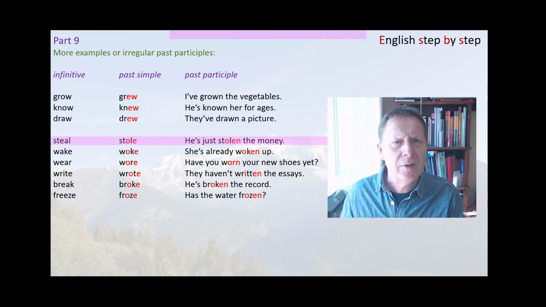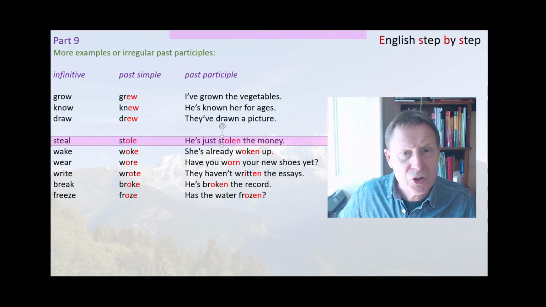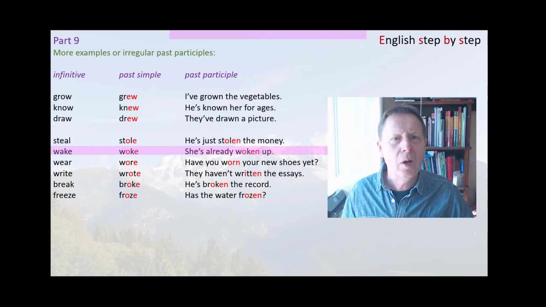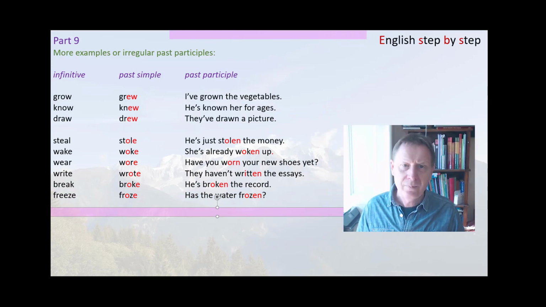Now the next pattern is like steal, past tense stole, he's just stolen the money, adding -en at the end. Wake, woke, she's already woken up. Wear, wore, have you worn your new shoes yet? Write, wrote, they haven't written the essays. In this case, there is a vowel change, but the ending is also -en. Break, broke, he's broken the record. Freeze, froze, has the water frozen?